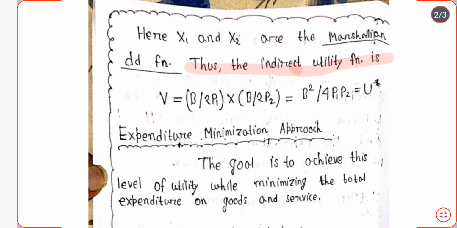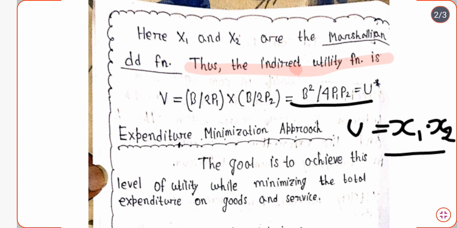The utility function was, as you can remember, and you can go back in the video and watch it from there also, utility function u equals x1 into x2. So putting the obtained values of x1 and x2 in the utility function, we get the value of the utility function equals m square by 4 p1 into p2.